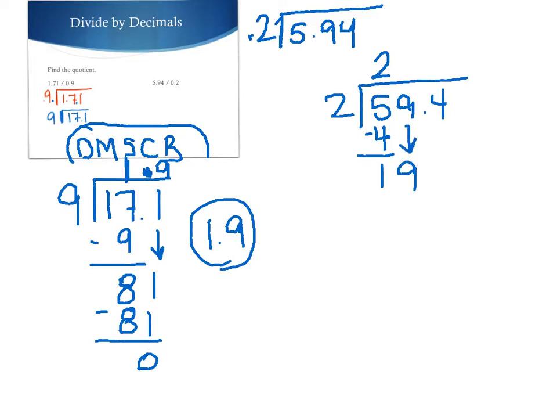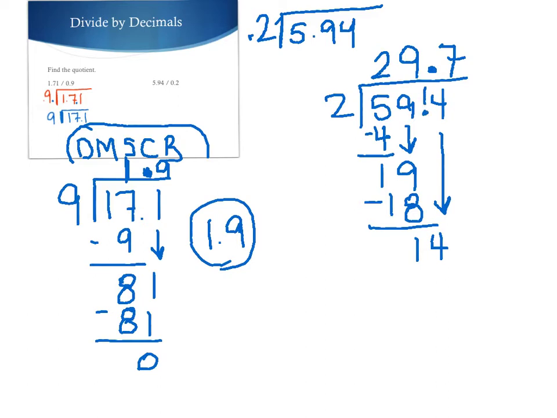2 goes into 19 9 times. 9 times 2 is 18. I'll subtract, and I get 1. Again, I'll check. 1 is smaller than 2, so I can proceed. I will bring down the 4. And then I'll ask myself, how many 2's go into 14? Well, that's a basic fact of 7. So I'll put a 7 above there.